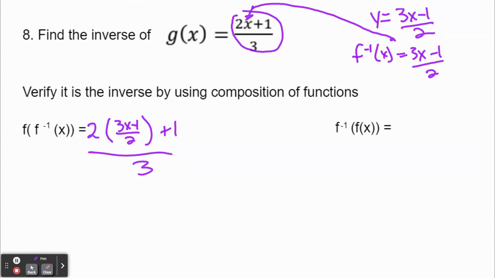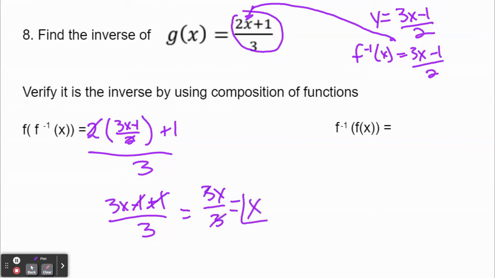And then I'm just solving, right? So if I multiply 2 by this whole thing, it simplifies to 3x minus 1 plus 1 over 3. If we subtract 1 and then add it back, these cancel out, which gives me 3x over 3. And these 3's cancel out, which leaves me with just x, so I'm good there.